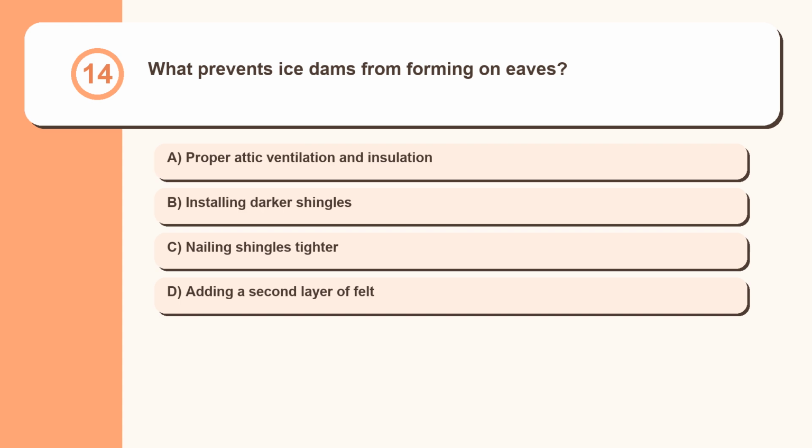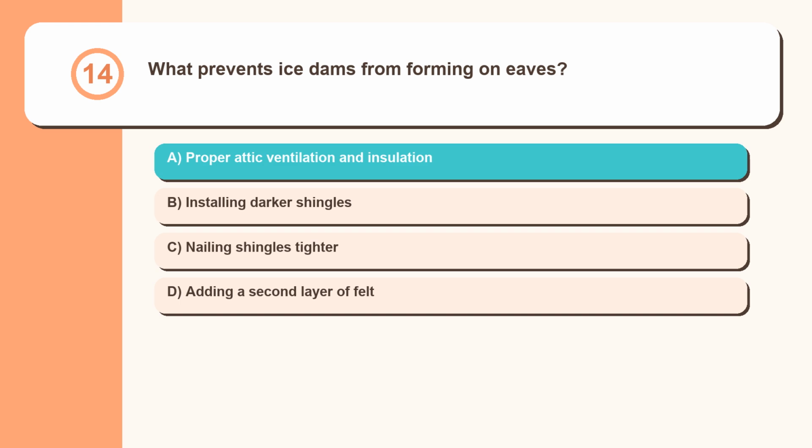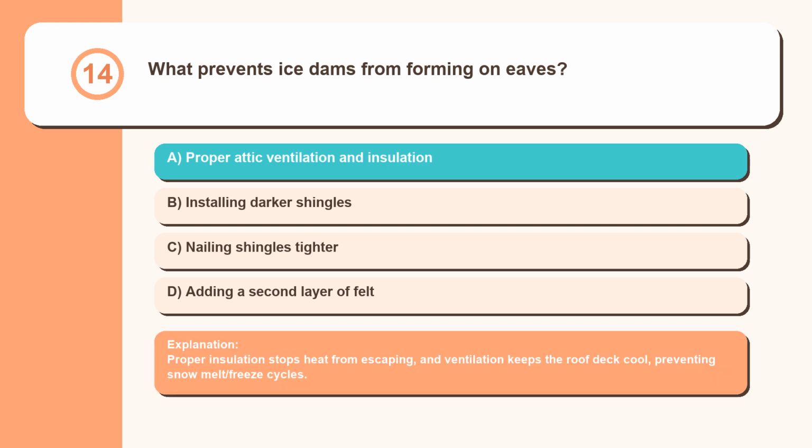Question 14. What prevents ice dams from forming on eaves? Proper attic ventilation and insulation, installing darker shingles, nailing shingles tighter, adding a second layer of felt. Proper insulation stops heat from escaping, and ventilation keeps the roof deck cool, preventing snow melt and freeze cycles.